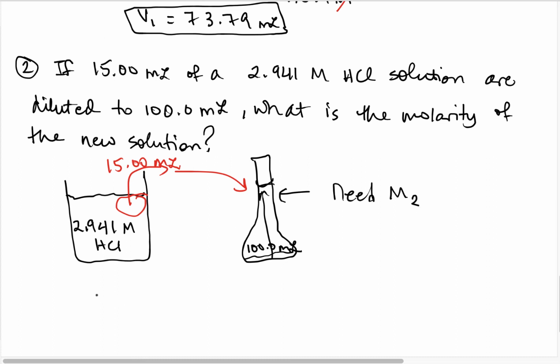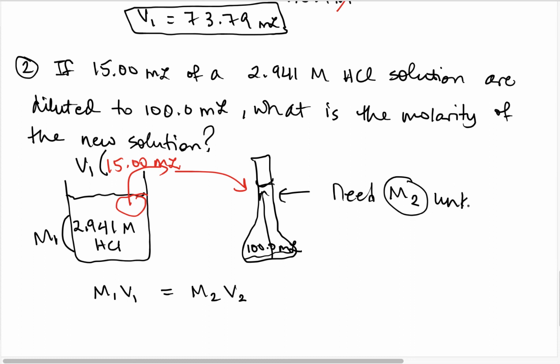So if I set up my numbers, M1V1 equals M2V2, I can see that this is my molarity M1, this is my volume V1. My M2 is my unknown, and my V2 is this 100 milliliters. So if you solve for M2, you should have gotten 0.4412 molar.